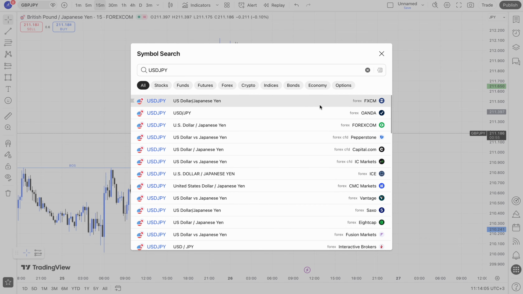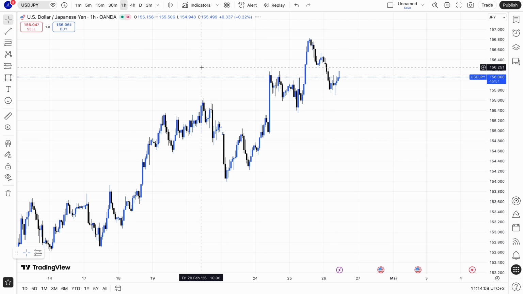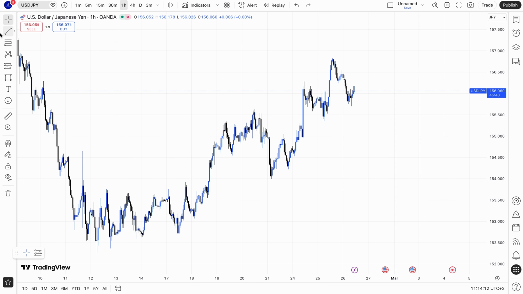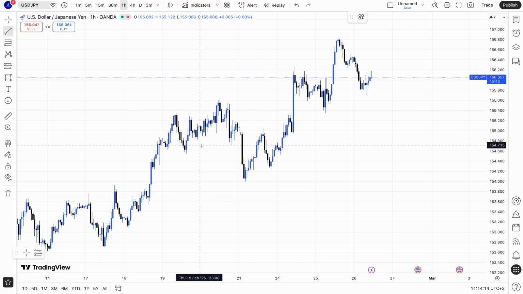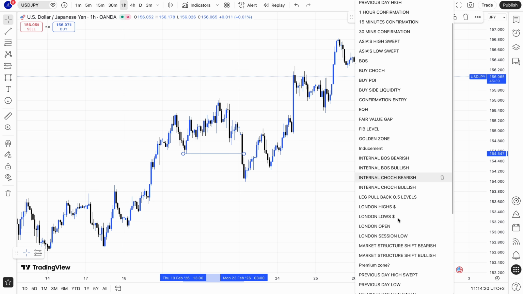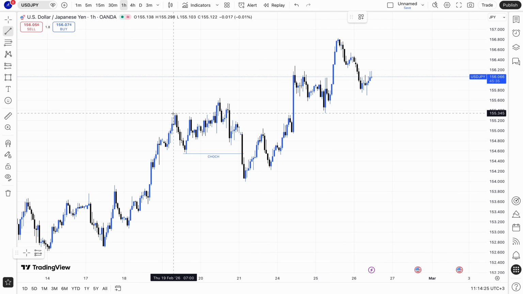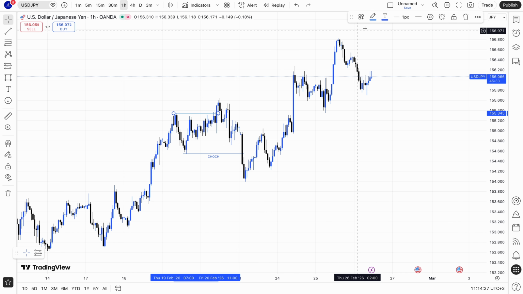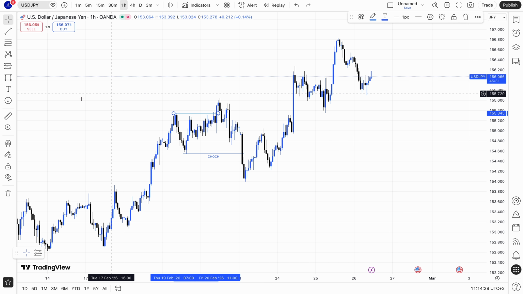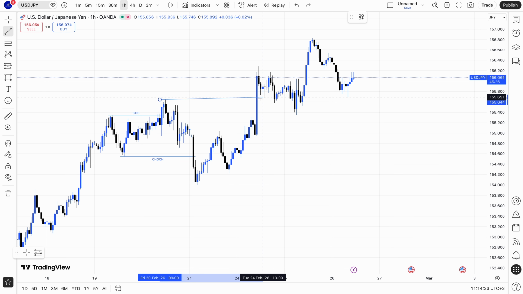Then for GU, super simple. Had our break. Remember very well, this was our change of character after disrespecting this break of structure, which led to the upside. Then we had our change of character to the upside.